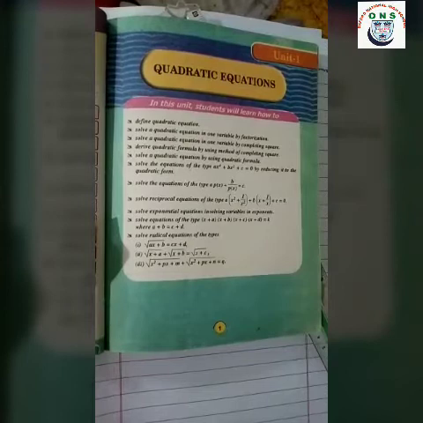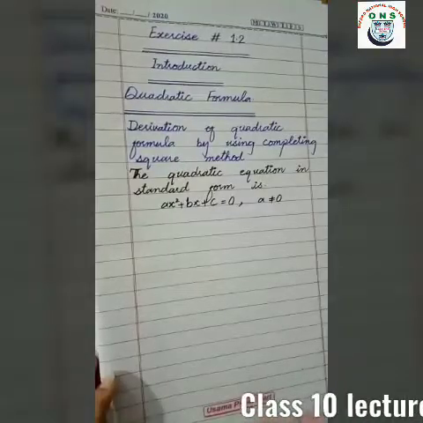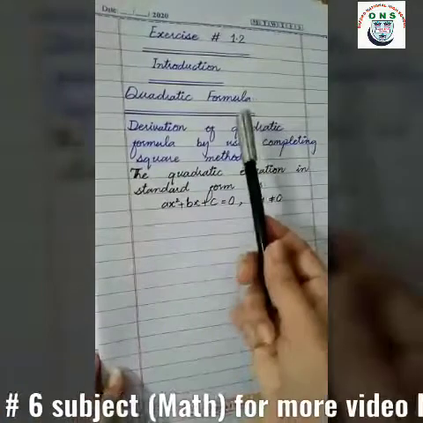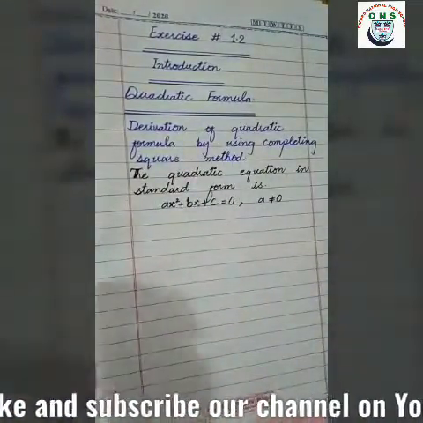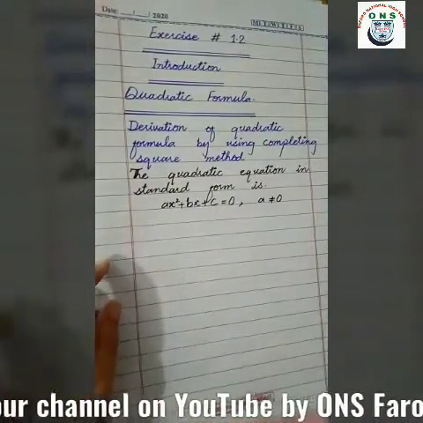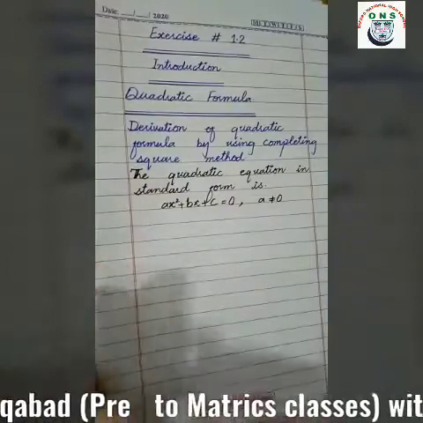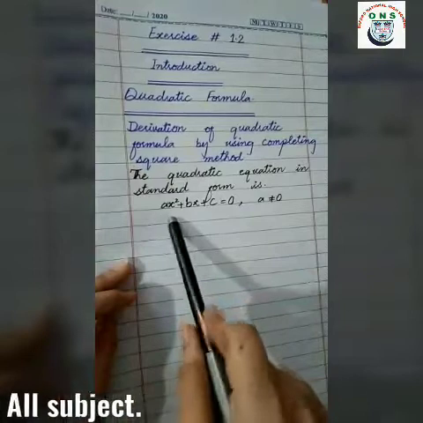Bismillahirrahmanirrahim. 10th class students, mathematics unit number 1, exercise number 1.2. Yes students, in exercise number 1.2 there is a quadratic formula. All questions are solved. We have to solve all questions with the help of quadratic formula. So first of all we will derive quadratic formula by using quadratic equation.